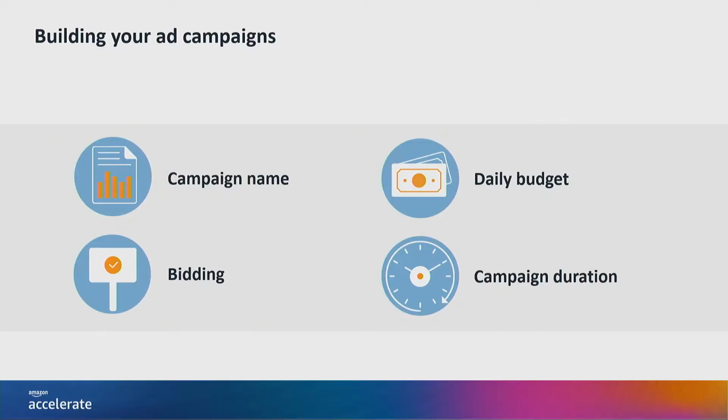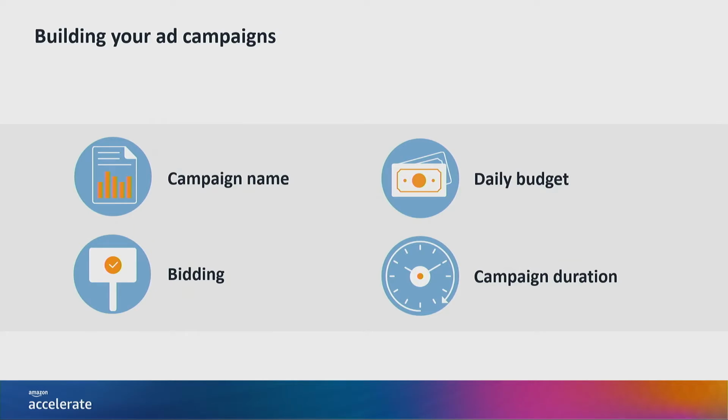In the US, we recommend around $10 per day at a minimum when you're launching a new campaign. You'll also set your bid. Remember, your bid is the amount you're willing to pay when your ad is clicked. We provide suggested bids and bid ranges on the campaign creation page to help you get started. You can set your bid at the maximum amount you're willing to pay.